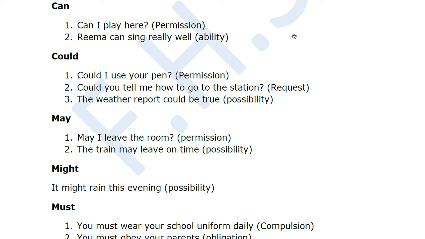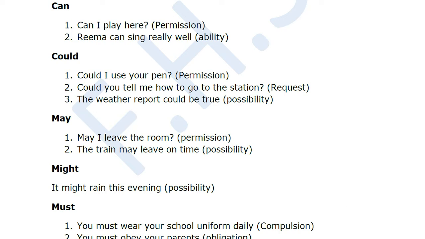Next one, the weather report could be true. So here there is a possibility that what the weather report is saying could be true. Like maybe it's going to rain today. So maybe it will rain today.